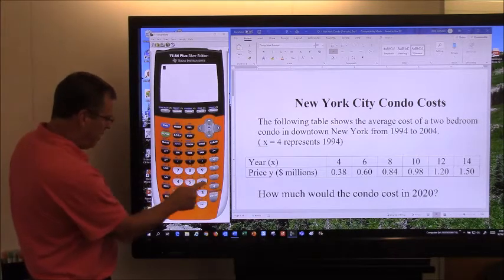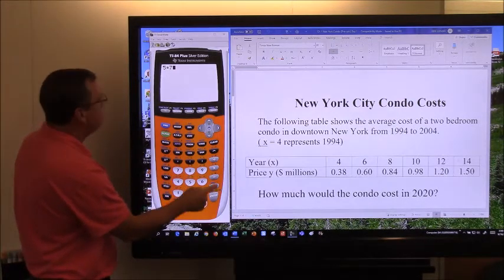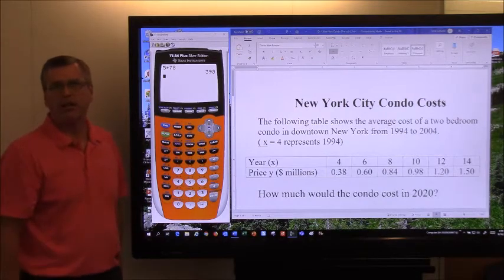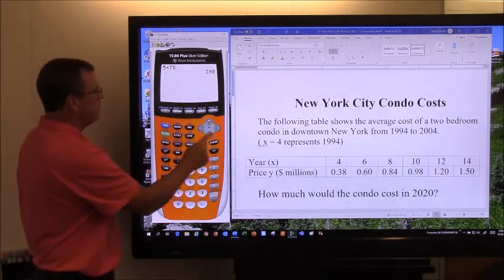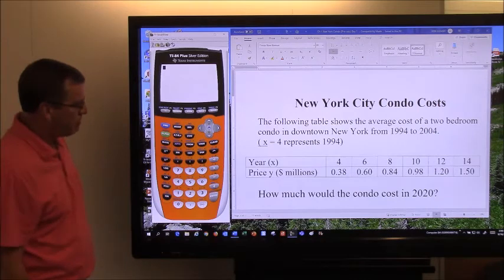If I want to do 5 times 78, I can do that. I don't really care right now, so I'll clear it off. But this is where I do all my math calculations.